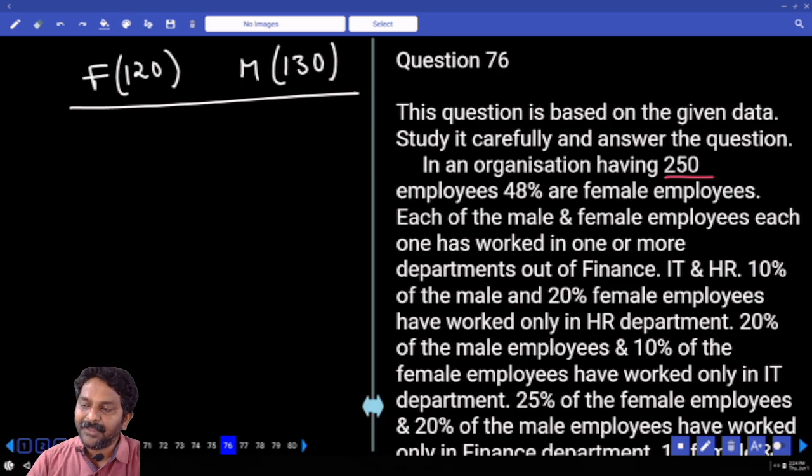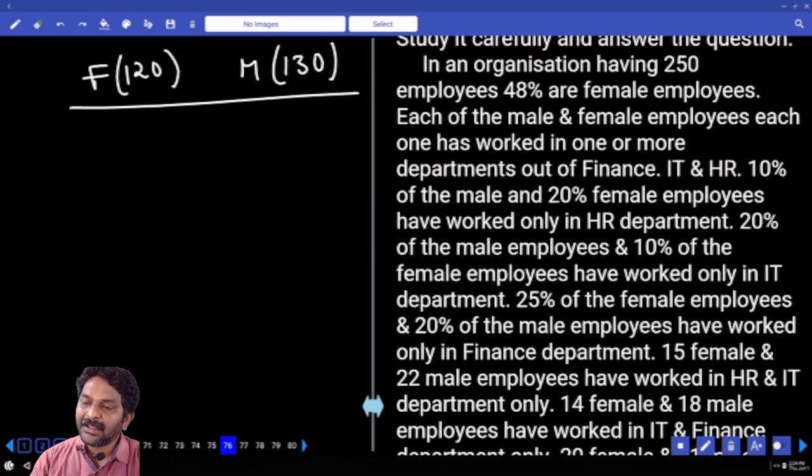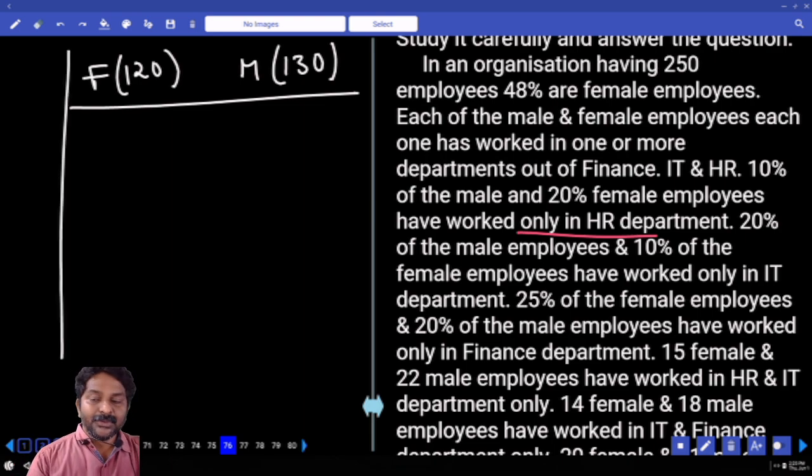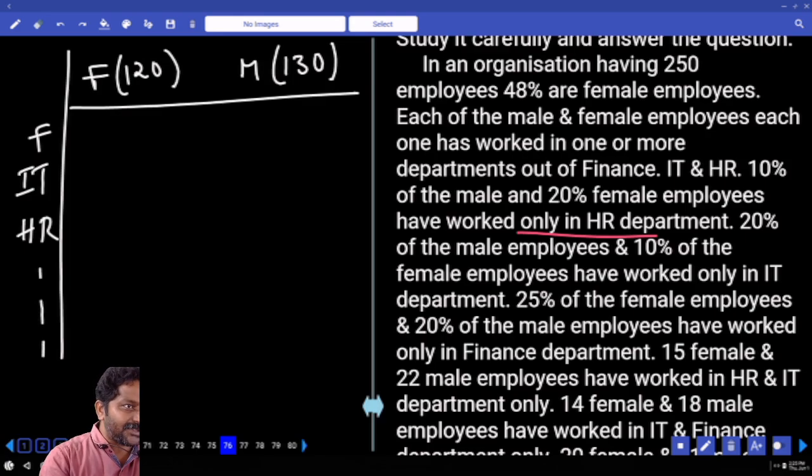Next, each employee of the male and female employees has worked in one or more departments out of finance, IT and HR. 10% of the male and 20% of female employees have worked only in HR. When you see this word only in HR, sometimes you need to go with a Venn diagram and sometimes you can directly write the table. If every statement has only finance, only IT, only HR, only finance and IT, only finance and HR, if every statement has the word only, then table is sufficient. I'll write something like this: finance, IT, HR, and then the combinations.